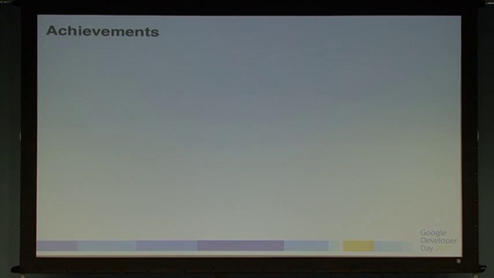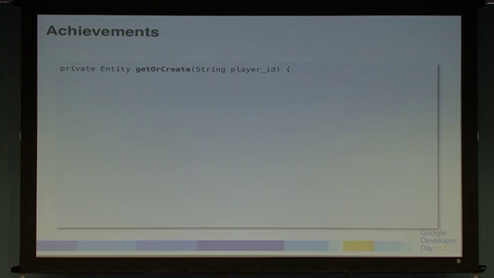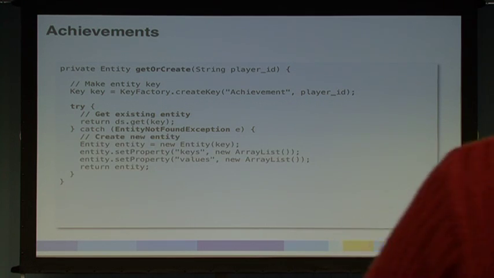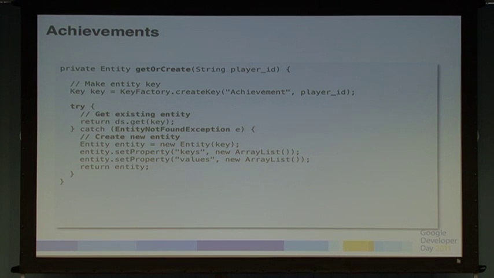Now, we had that little method there, get or create, and I can't really skip over that, so let me show you what that looks like too. So here's a get or create player. If a player is brand new and he wins the first level, we have to be able to create the player object. So we do that here. We make the key, and we try to get the entity from the data store, and if it's not there, we get an entity not found exception, in which case we create a brand new entity and put two empty lists in there, and then we return the object. So that's all there is to that.